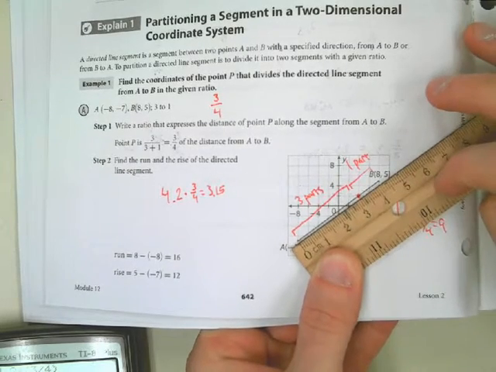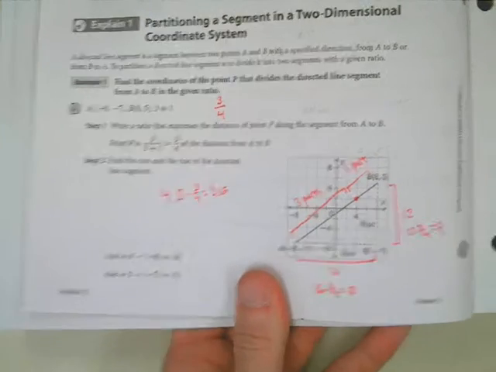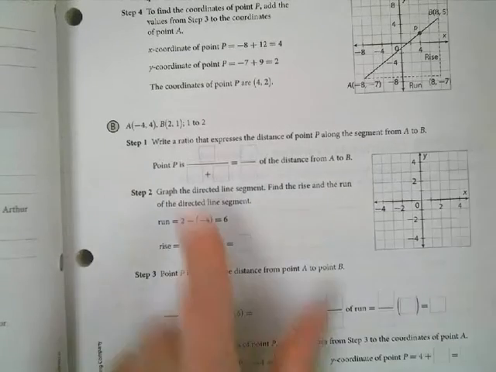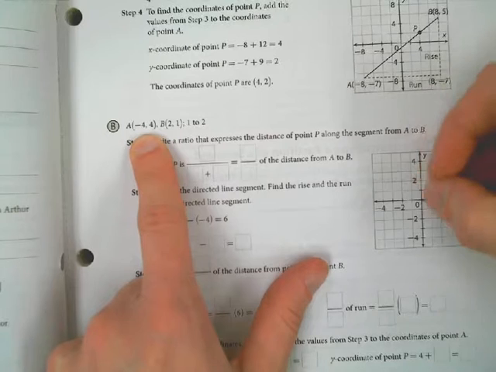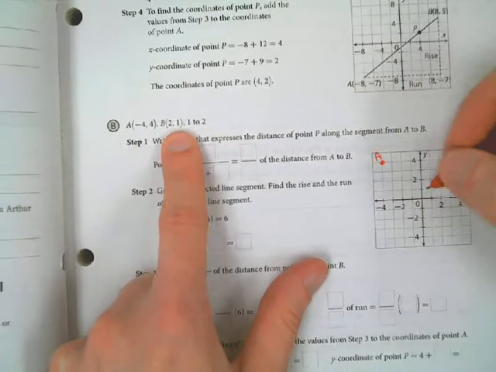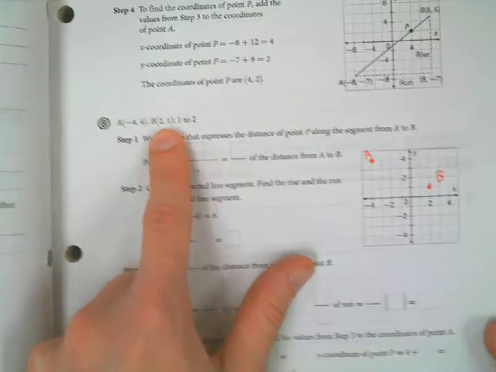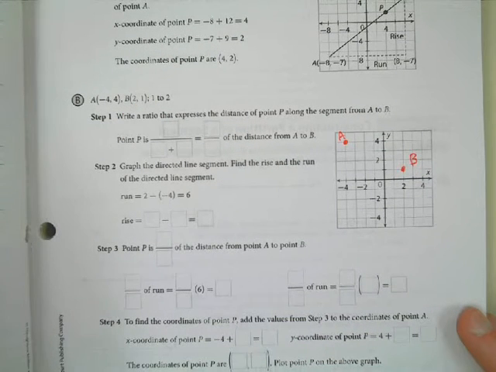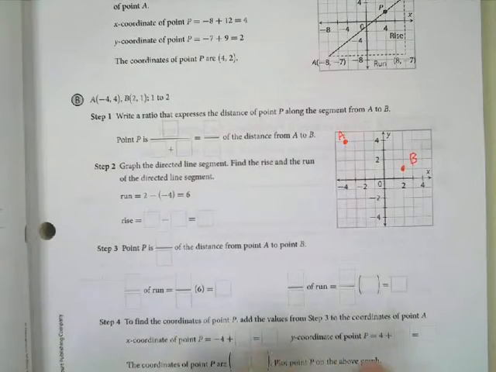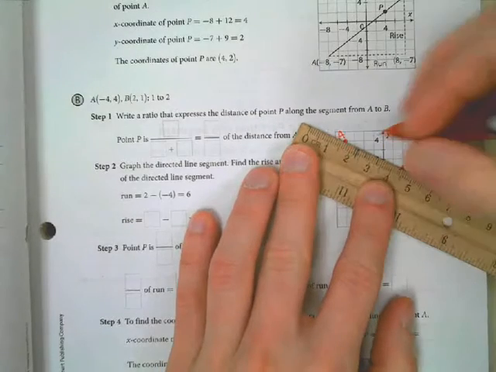All right, let's try another one to make sure we got this okay. So we'll scoot over here, go to example B. Okay, so in example B, we want to plot the point negative 4, 4 for A. There's A. Okay, B is 2, 1. All right, so connect the dots, A to B. Okay, there's AB.